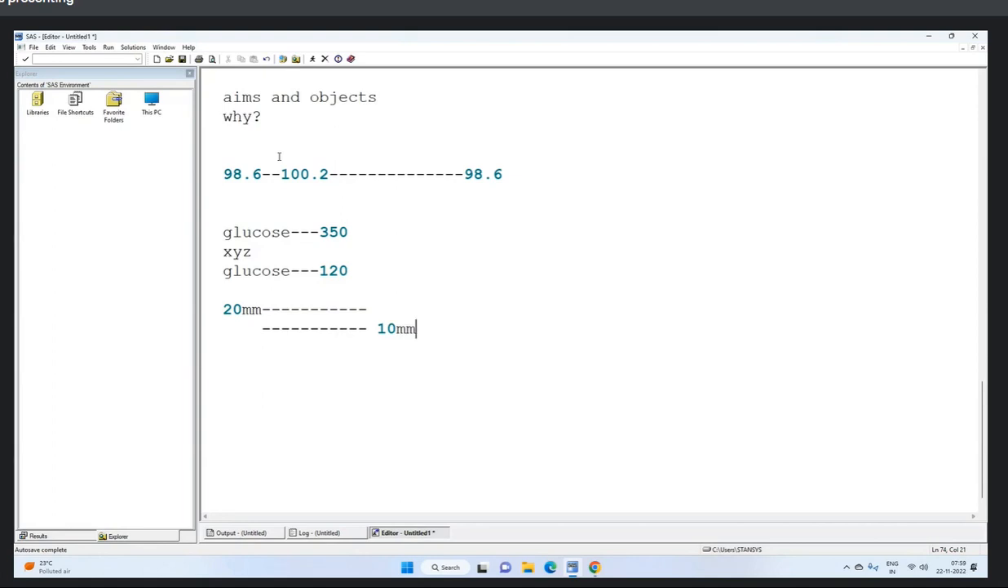So now what is the primary objective of the study? Reduction in the size of the tumor, and there is no increase in the size of the tumor.